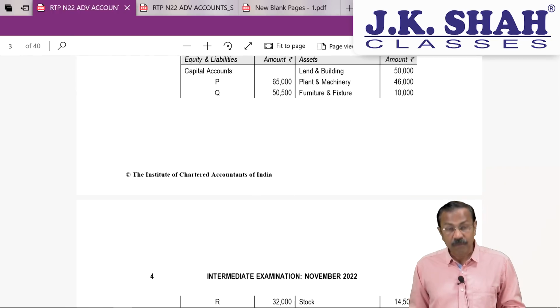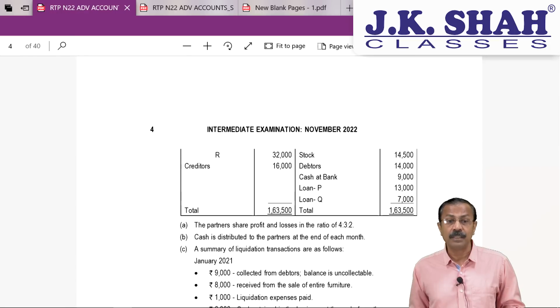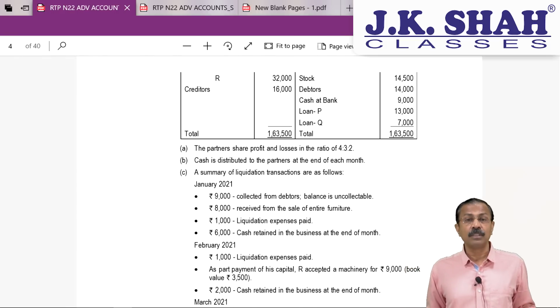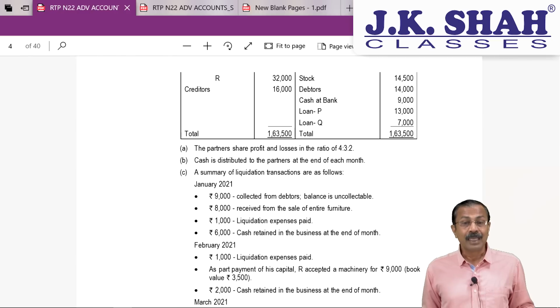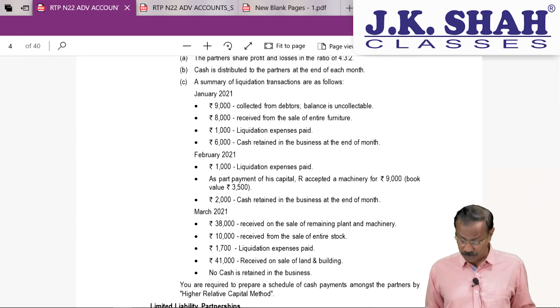On the asset side, you have land and building, plant and machinery, furniture, stock, debtors, cash at bank, loan to P, loan to Q, that is to the partners, and then total. The partners share profits and losses in the ratio of 4:3:2. Cash is distributed to the partners at the end of each month, remember. A summary of liquidation transactions are as follows.